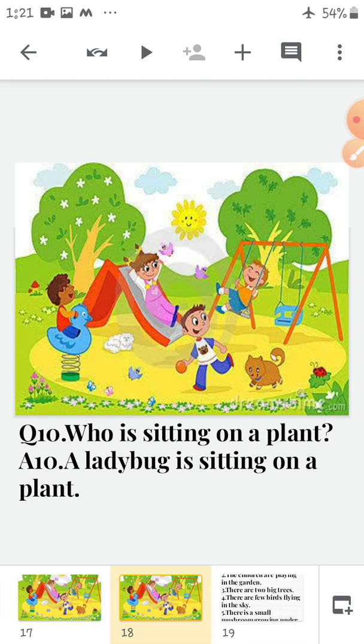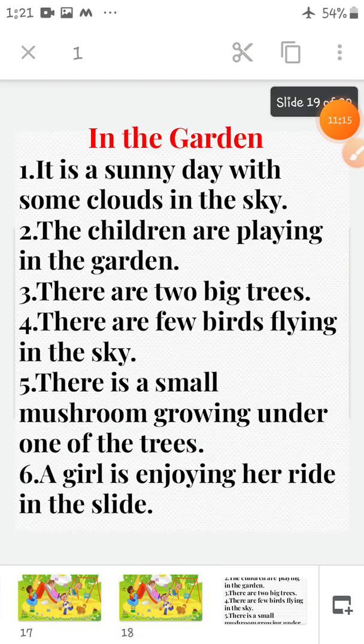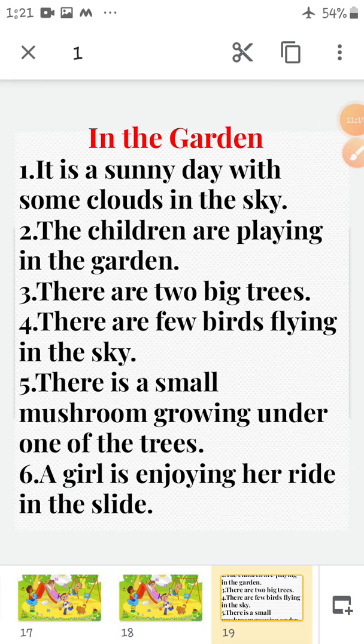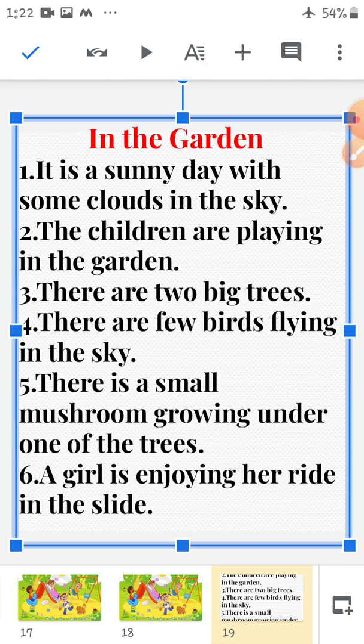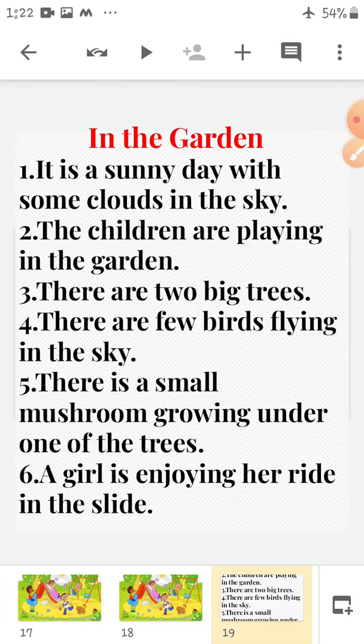Okay. Now, children, we have learned few question and answers. So now we are going to write the composition. Now look here. We will name the topic of this composition as In the Garden. Now we are going to write few lines based on this picture.